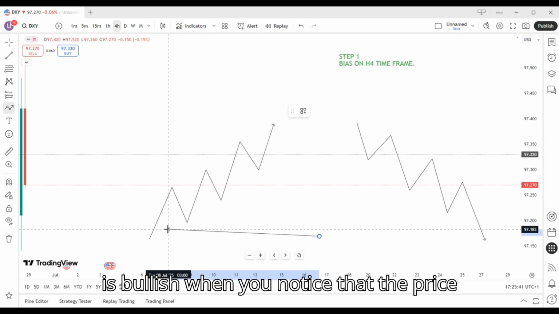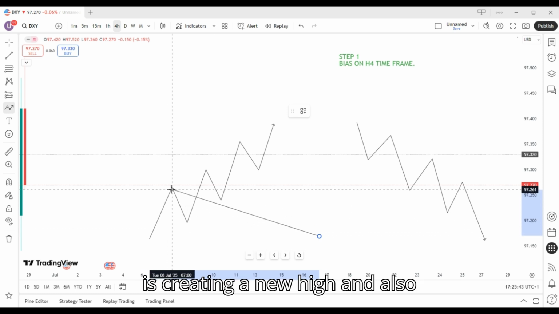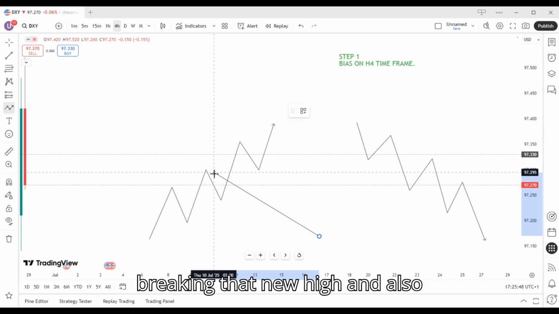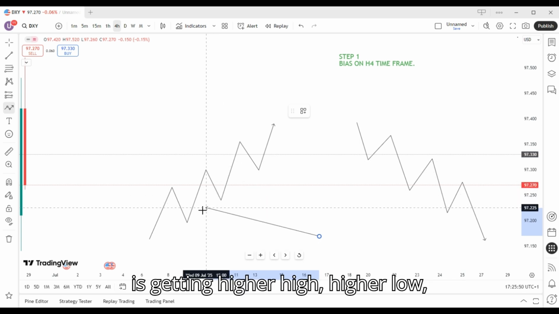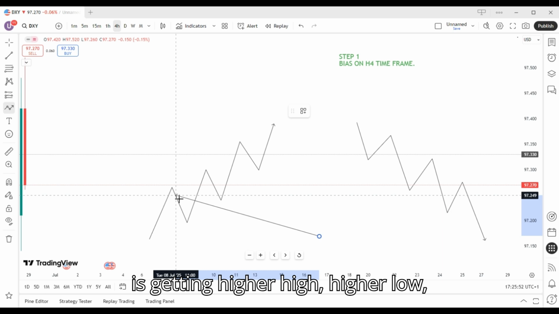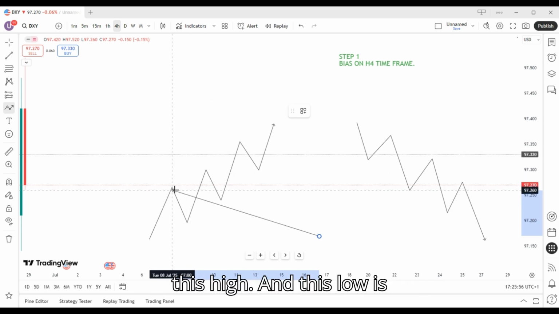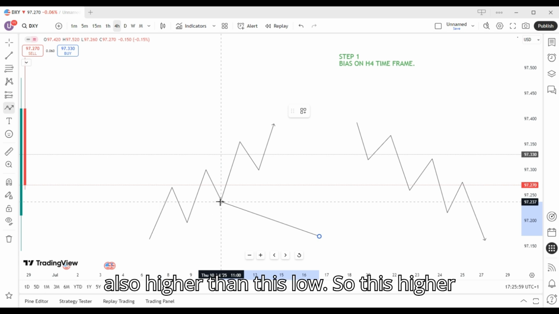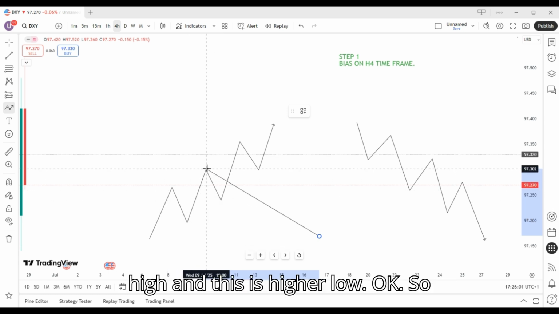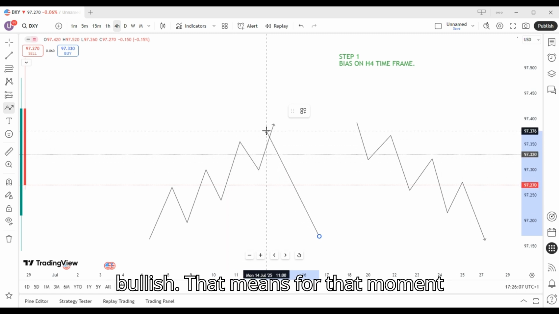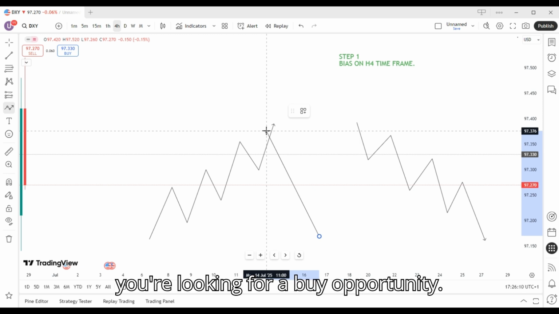And how do you know if the market is bullish? Market is bullish when you notice that the price is creating a new high and also breaking that new high. That means price is creating higher high, higher low, higher high. This high is higher than this high, and this low is also higher than this low. So this is a higher high and this is a higher low. So when price is creating higher highs and higher lows, it means that the price is bullish. That means for that moment you'll be looking for a buy opportunity.